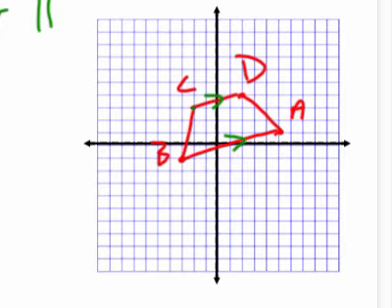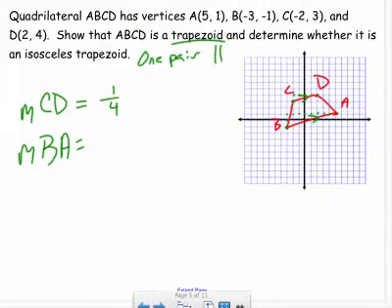Much easier. So if I start from C and go to D, I go up 1, right 1, 2, 3, 4. So rise over run, up 1, right 4, 1/4. Do the same thing for B to A. So I go up 2, right 1, 2, 3, 4, 5, 6, 7, 8. So I went up 2, right 8. Let's simplify: 1/4. So there we go. I know it's a trapezoid.